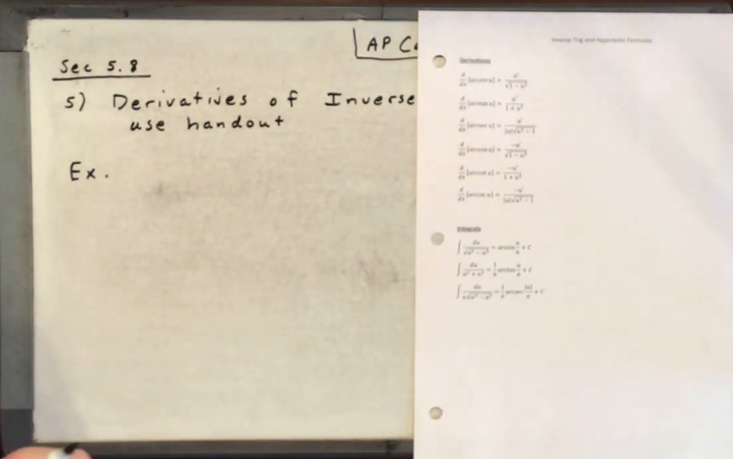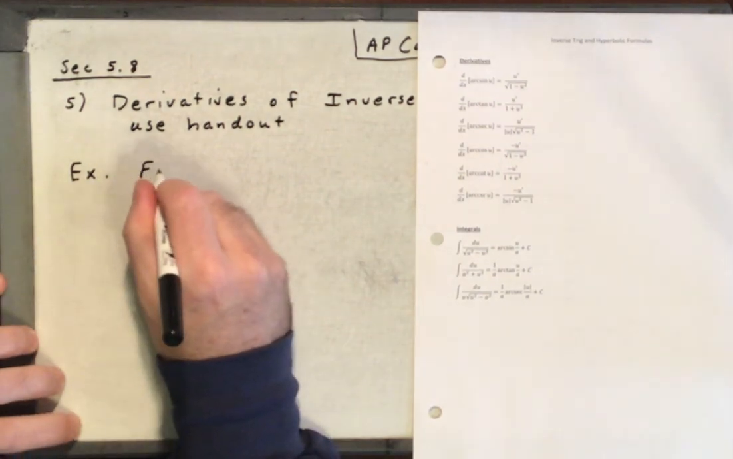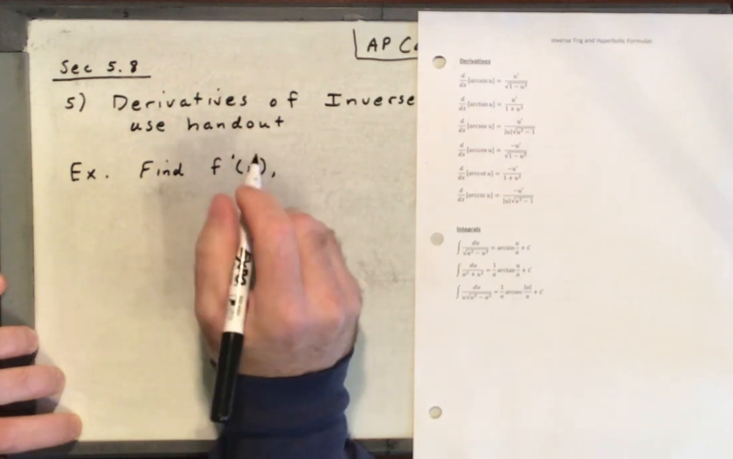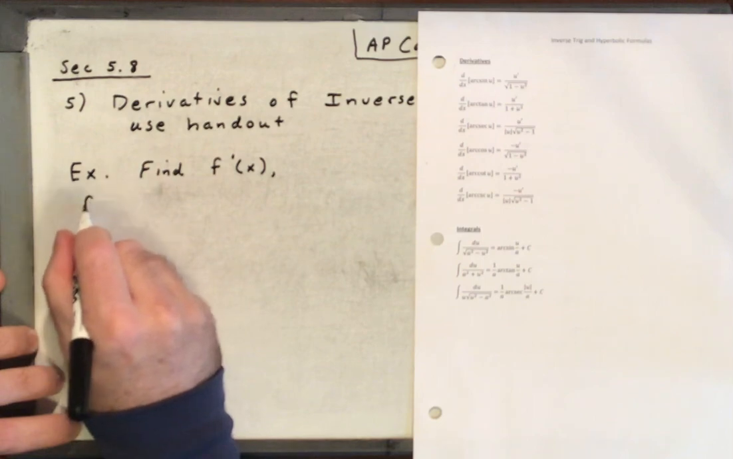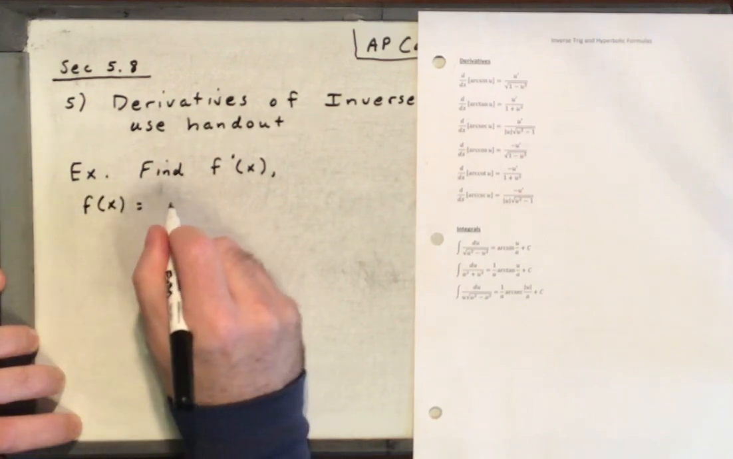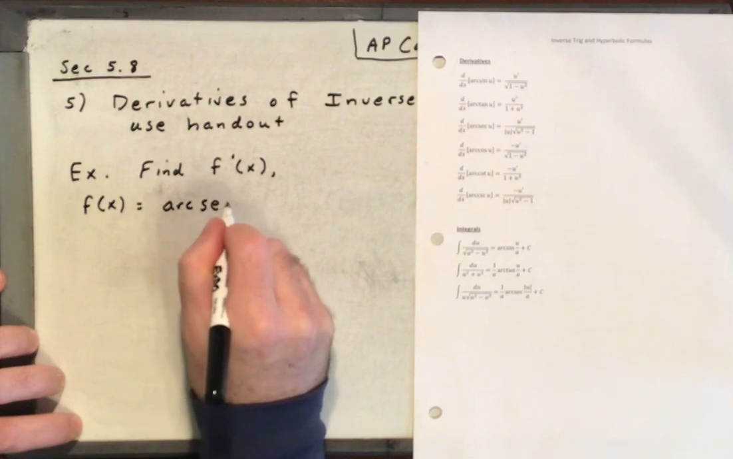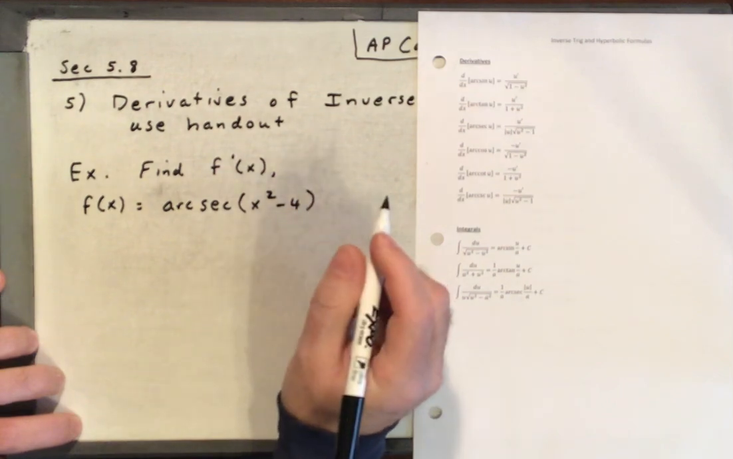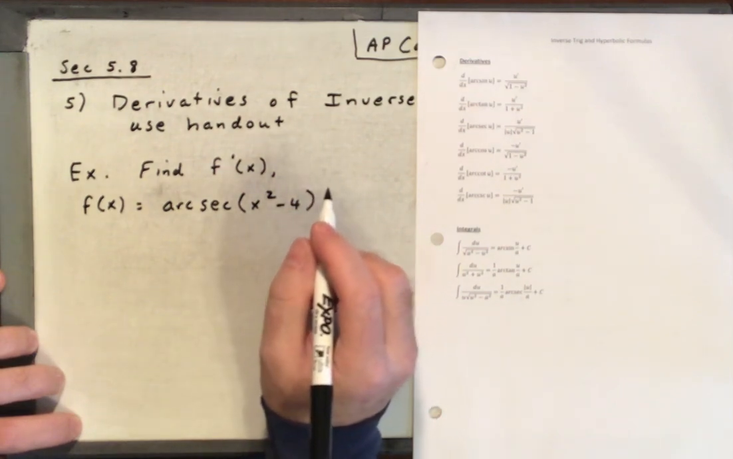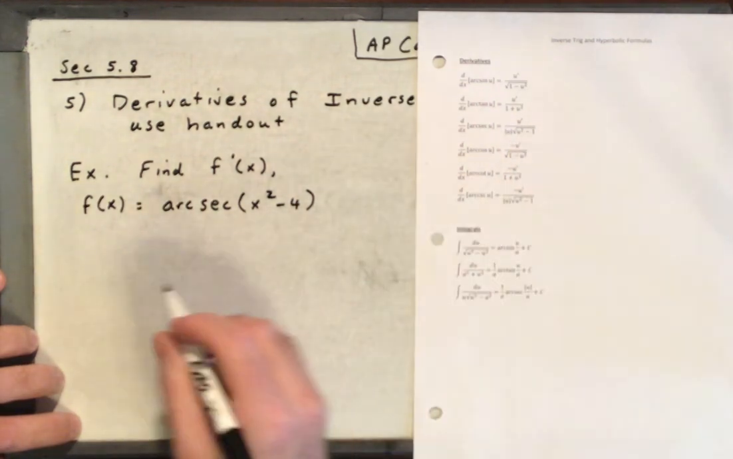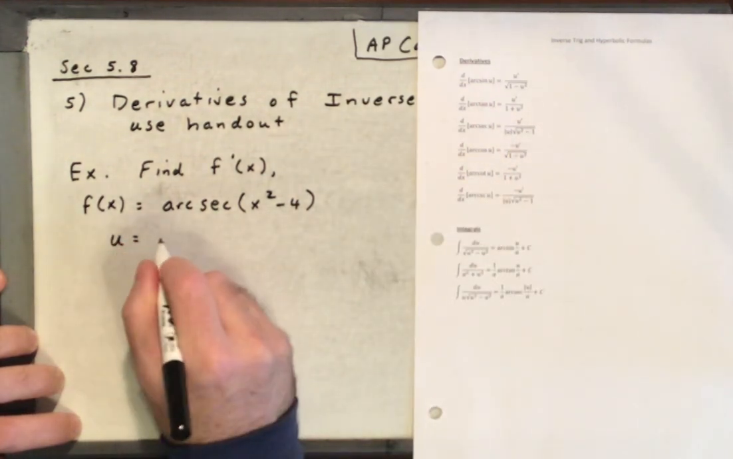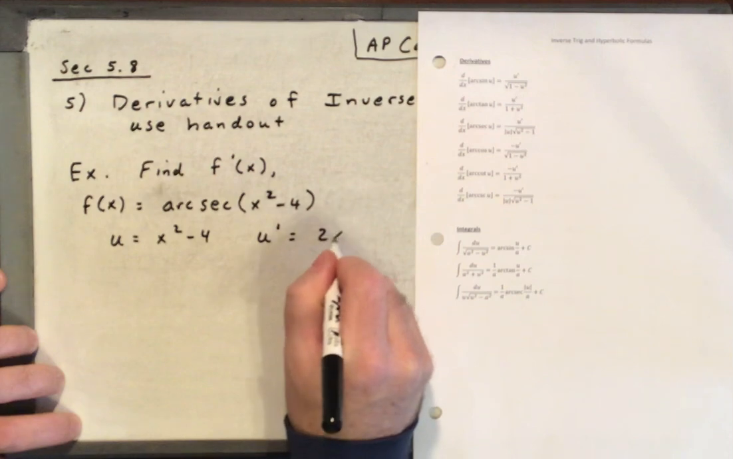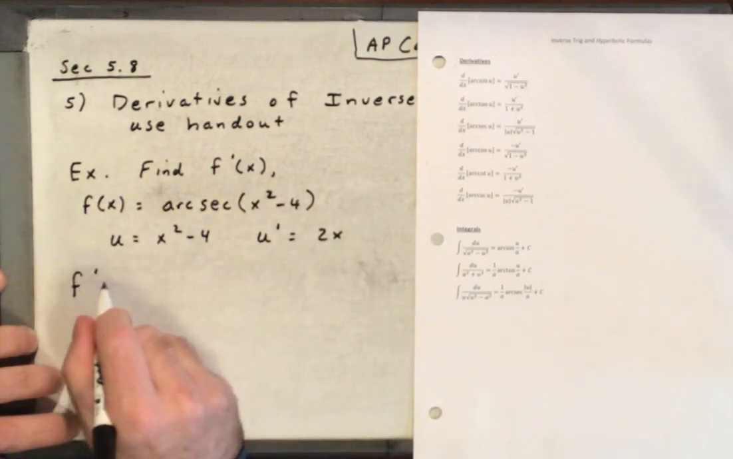Okay, the next example is find f prime of x if f of x is equal to arc secant x squared minus 4. Okay, so again, we're going to use the formula. Here's the formula. U is x squared minus 4. U prime is 2x. So we've just got to very carefully plug into the formula.